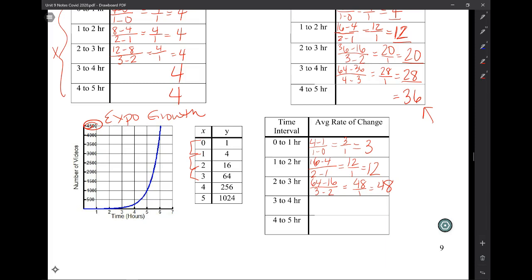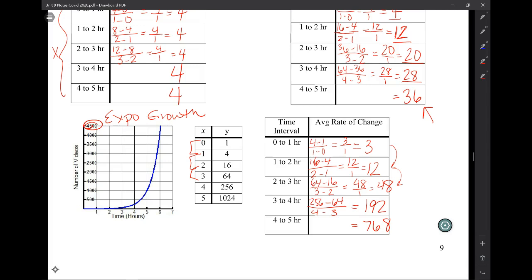And what I notice here is that to get from 3 to 12, that's multiplying by 4, and 4 to 12, that's 48. So if I did the slope again, I would do 256 minus 64 over 4 minus 3, and I actually end up getting 192. I am multiplying: my average rate of change is increasing by a multiple of 4 over every one spot.